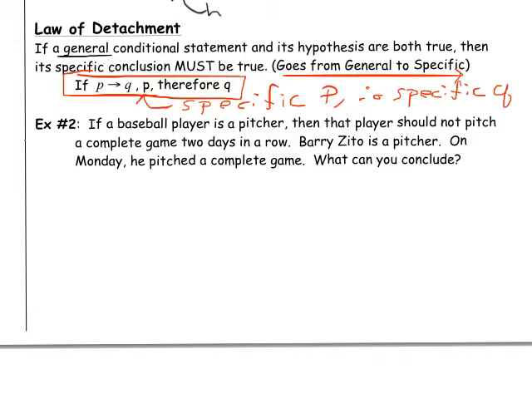So let's talk about this. If a baseball player is a pitcher, then that player should not pitch a complete game 2 days in a row. Barry Zito is a pitcher. On Monday, he pitched a complete game. What can you conclude? Okay, well, this statement here, if a baseball player is a pitcher, then that player should not pitch a complete game 2 days in a row, that is my general statement. That is very, very general. I'm going to write this. You know, that's a little bit hard to see.